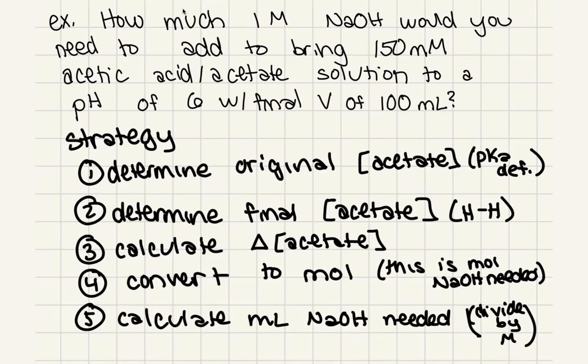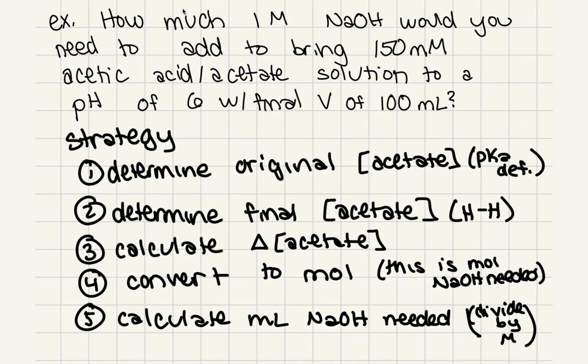So now we're going to try a different example. A couple of things are going to be different here. One is that we're adding a base instead of adding an acid. And instead of saying, okay, we're going to add this thing and see how the pH changes, we're saying, okay, we want this desired pH. How much of the base do we need to add in order to get to our desired pH?